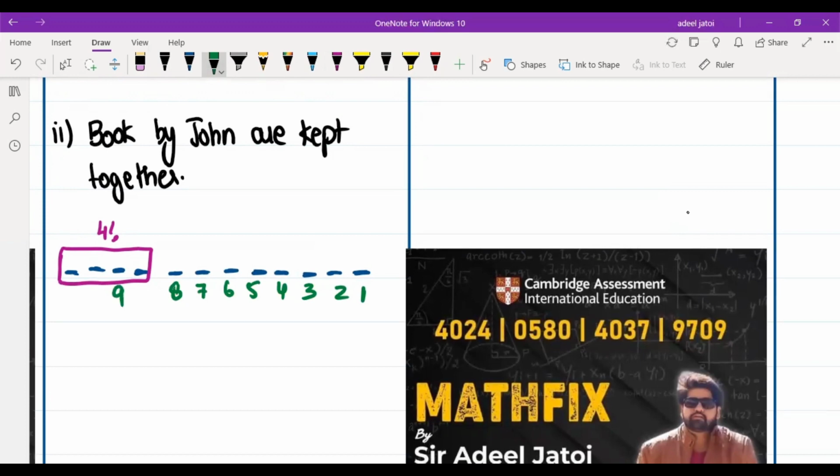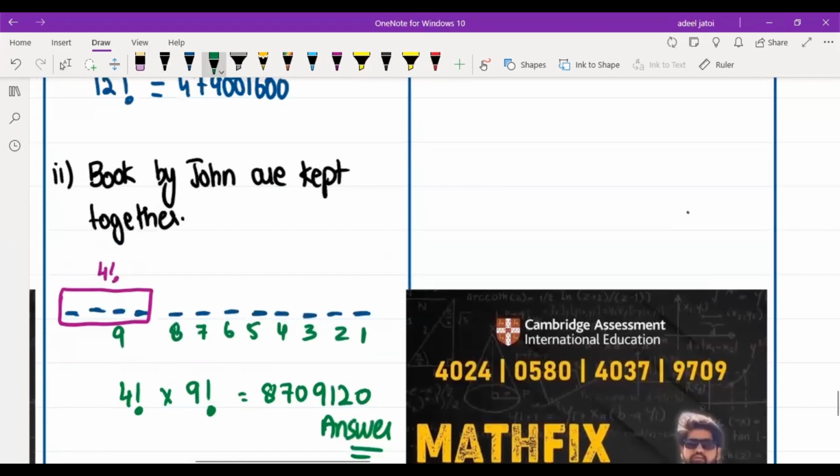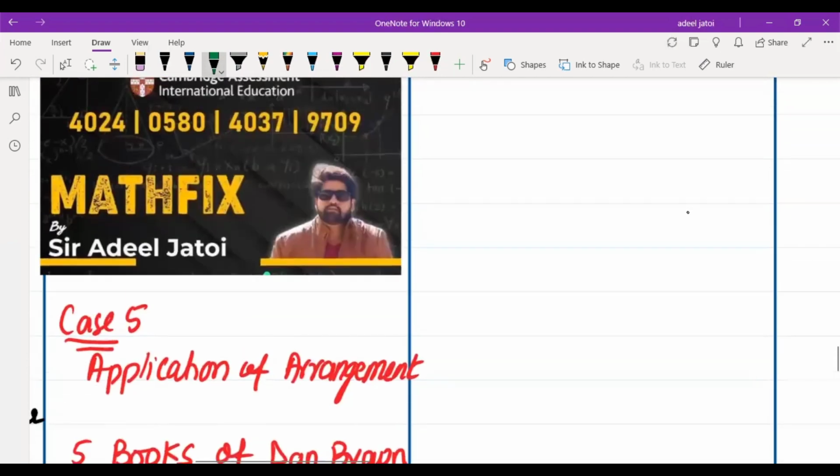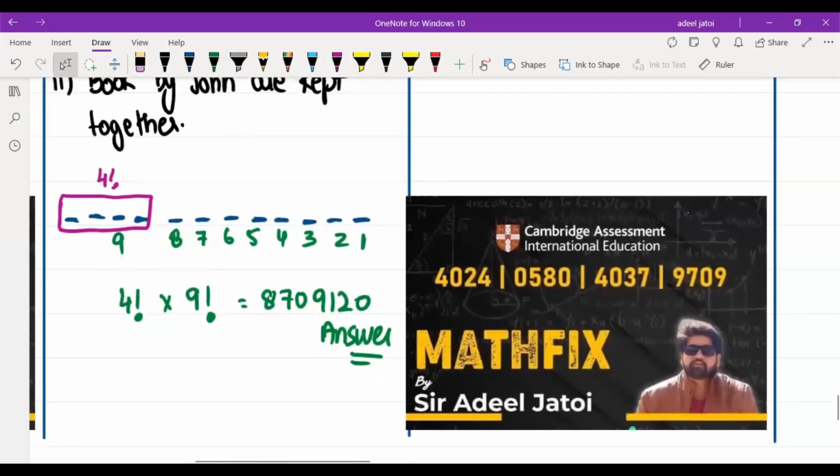That means all these books and the block will be arranged with each other. So which means 4 factorial for the books inside the block and 9 factorial for the remaining 8 books and the block together. So this particularly means that the answer is 8709120. Then we have, let's go with the same case.